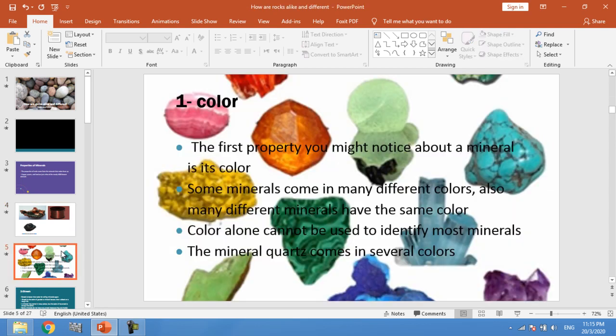Okay, the first property we have here is color. It is the first thing you can notice about a mineral. Some minerals come in many different colors, like quartz, and many different minerals have the same color, so we cannot use it for differentiation between minerals.